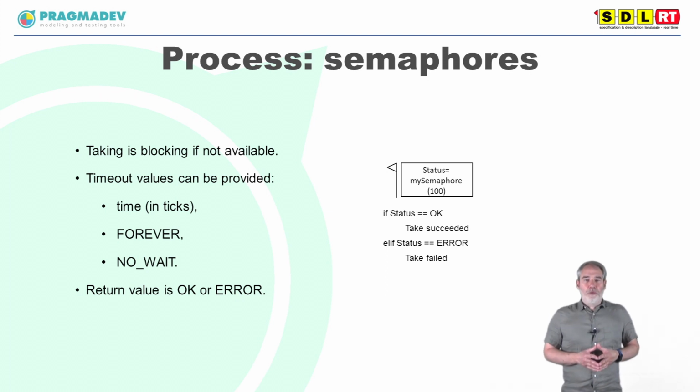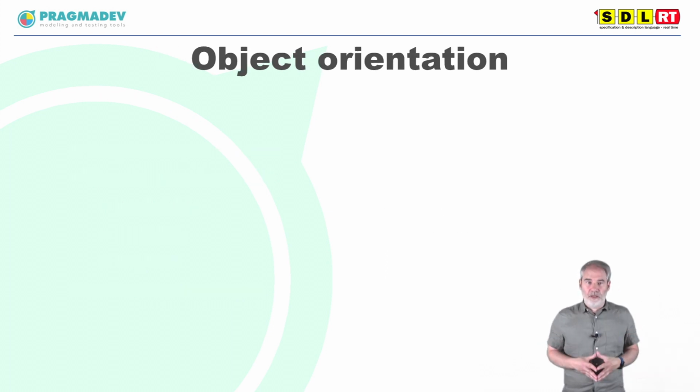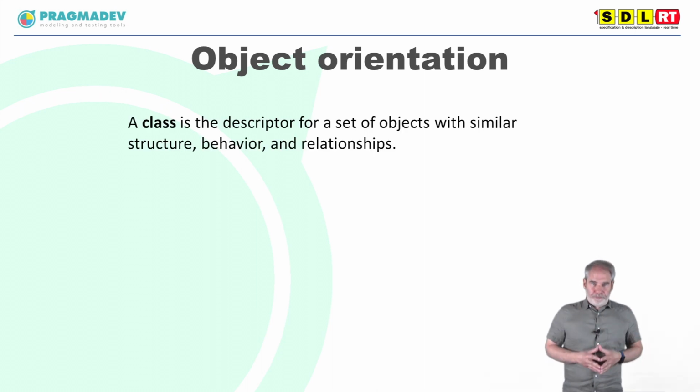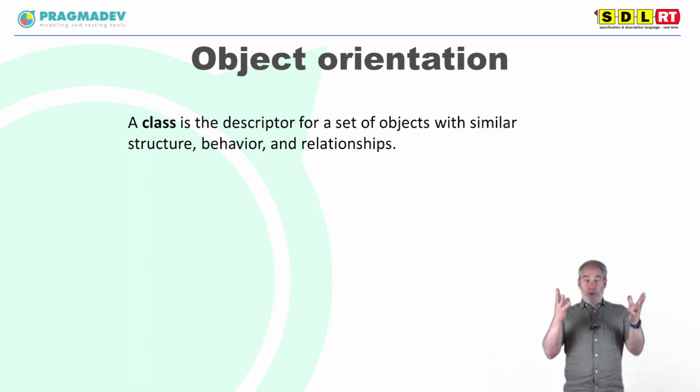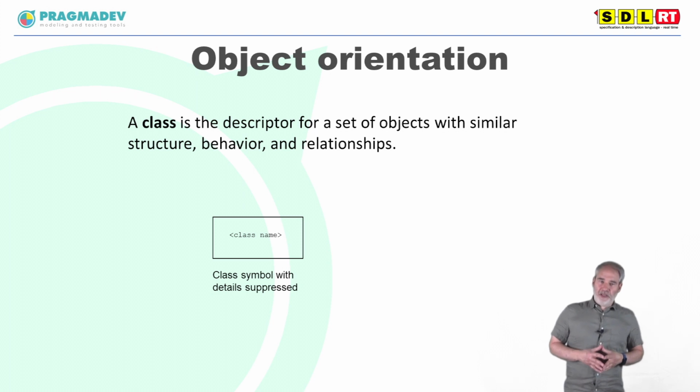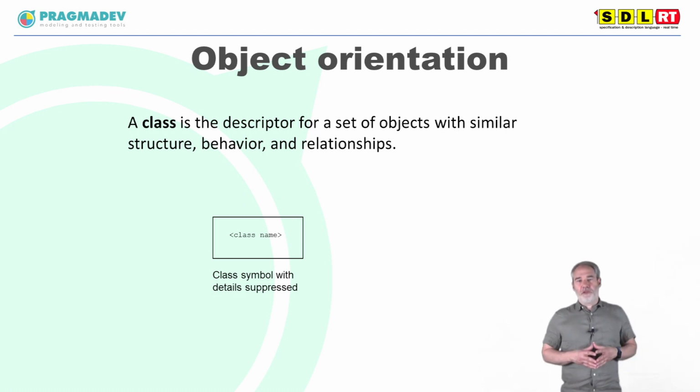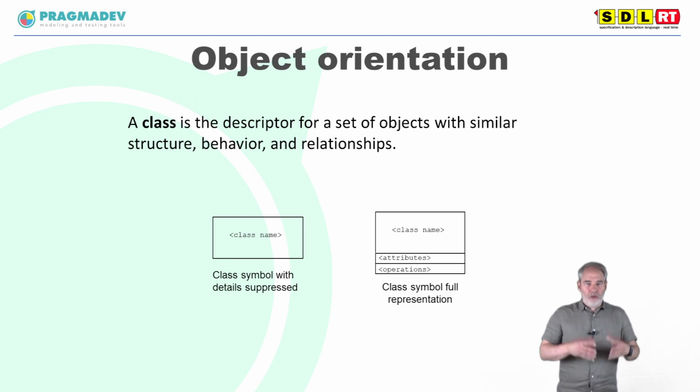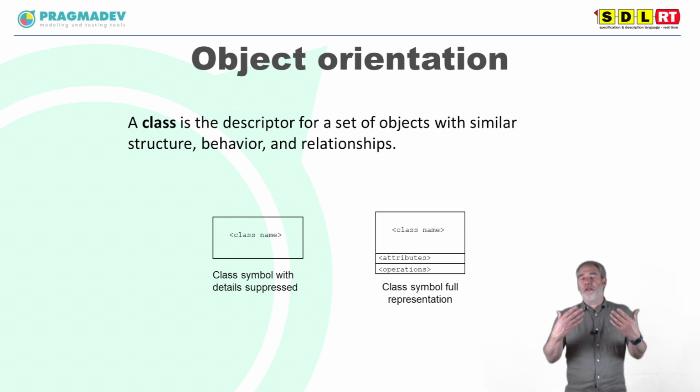So, we have been through the different concepts in the language that relate to real-time operating system services such as messages, timers, dynamic process creation, semaphores. Now, let's have a look at how the object orientation is handled. A class is the descriptor for a set of objects with similar structure, behavior, and relationship. A class symbol is a basic rectangle. In order to represent the attributes and operations, the class rectangle can integrate sub-rectangles.